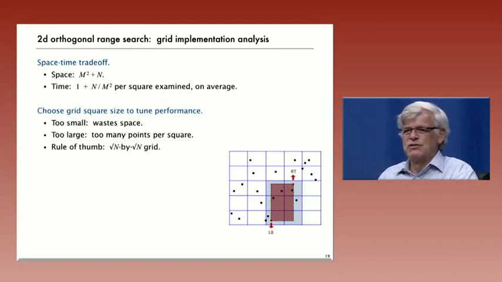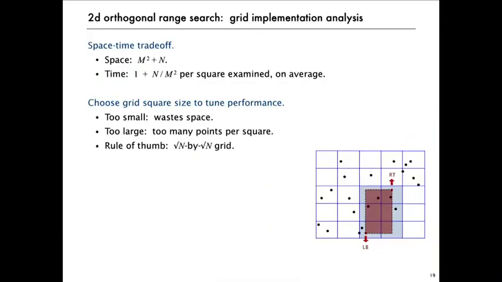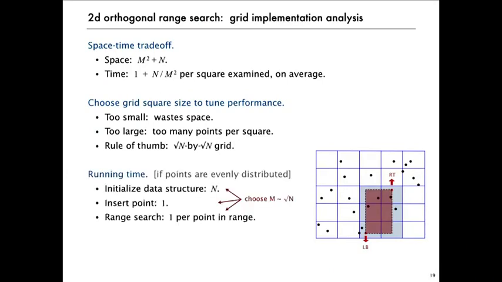So what we want to choose is the square size that would best balance these two needs, and then it's easy to see that what you should choose is m to be about square root of n, so then your space is within a constant factor of n, and your time is constant. So if the points are randomly distributed, then this is ideal. It takes linear time to initialize the data structure, and to insert and search, it takes constant time per point in the range. And this is absolutely a fine method that is not that difficult to implement in the case that the points are evenly distributed.